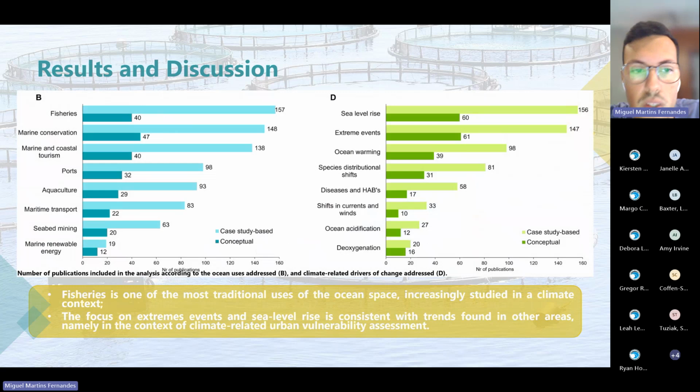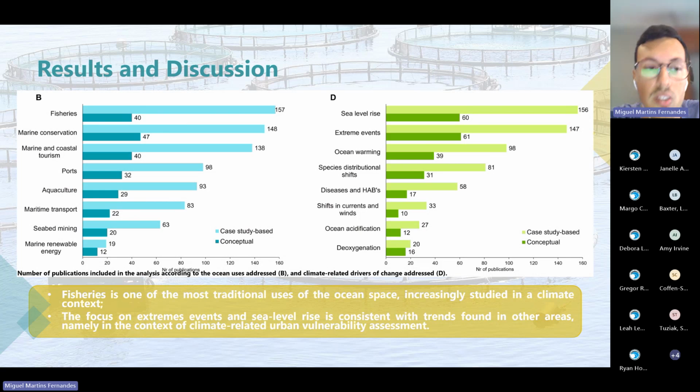Then, when we look at the different ocean activities and the different climate-related drivers of change, we can see that fisheries, marine conservation, and tourism are the most referred ones, and it's quite expected because fisheries is one of the most traditional ocean uses and is very important in local communities, being from developed countries or also small developing island states, for example. And then tourism is also very important in these coastal settlements, mainly because of its economic importance.